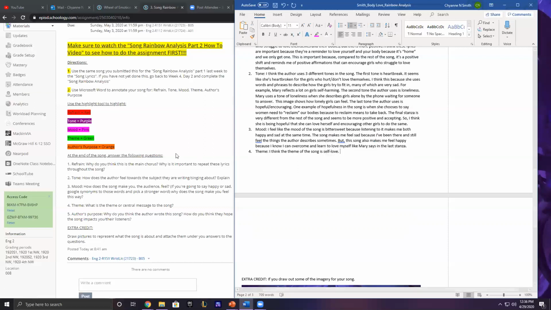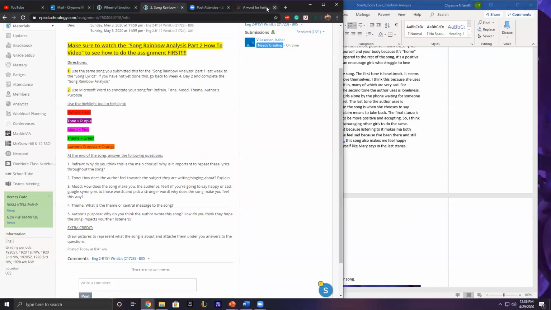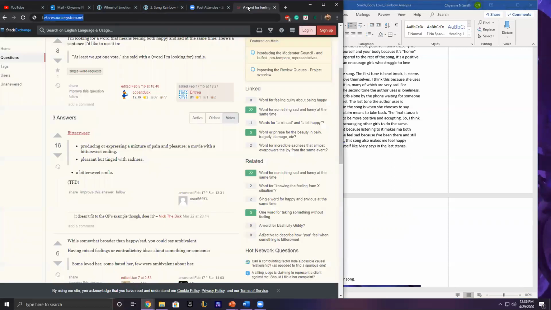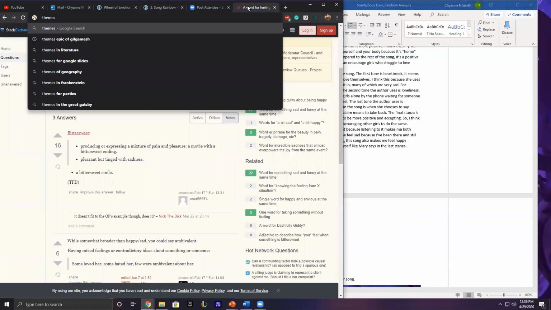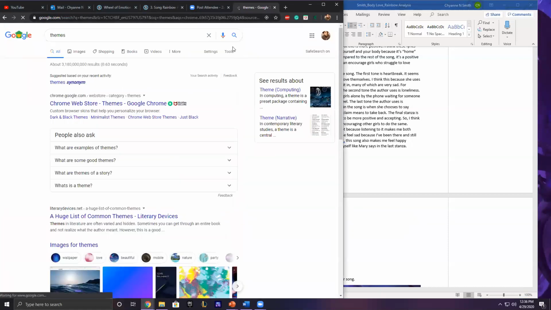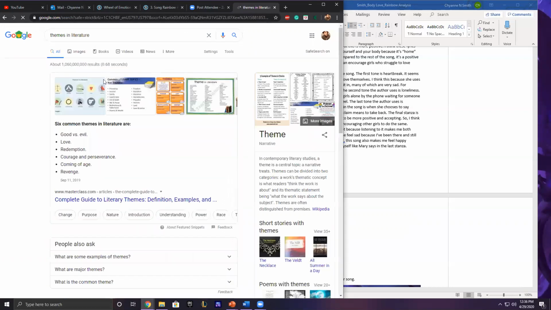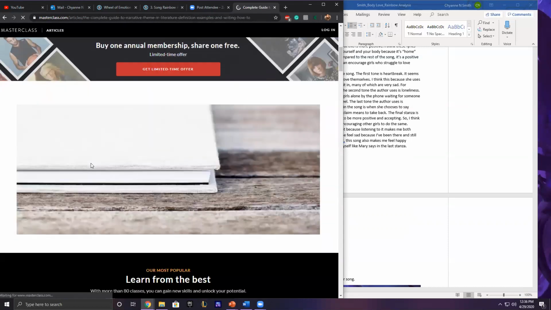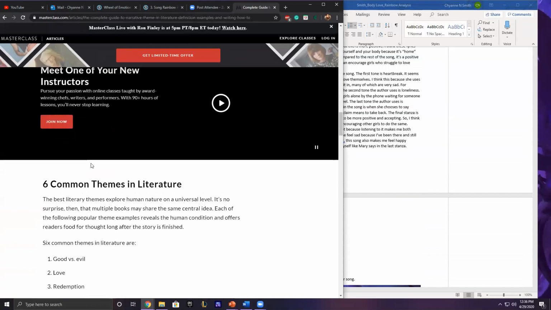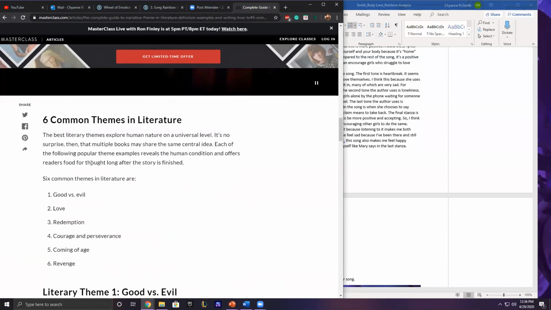By the way, themes are typically one word. So if you just Googled themes in literature, you could find good versus evil, love, redemption, courage, perseverance. Find yourself a list of themes and figure out which theme fits your song.